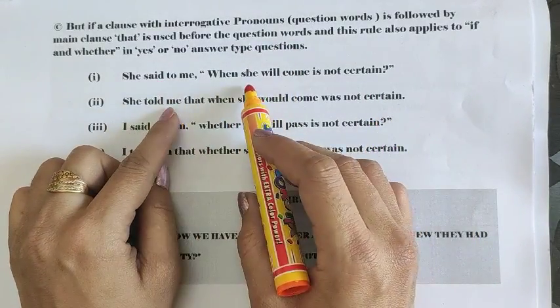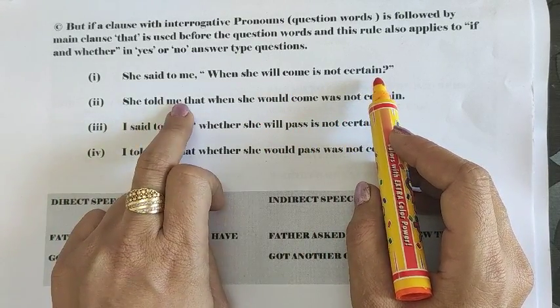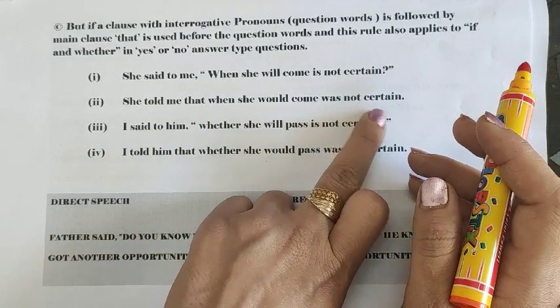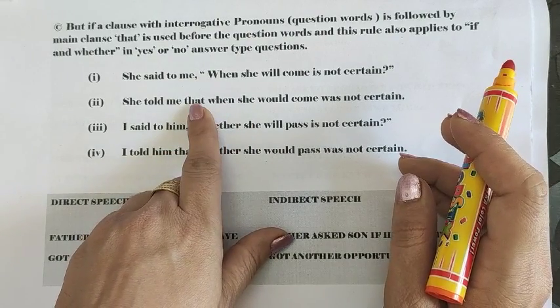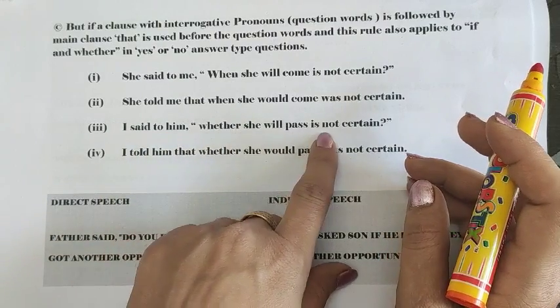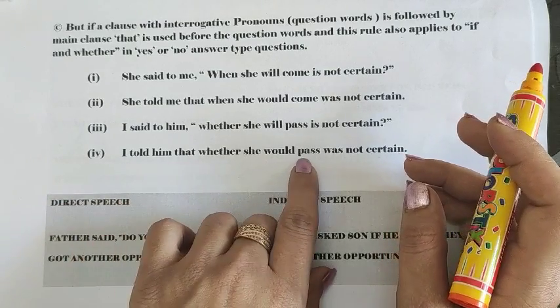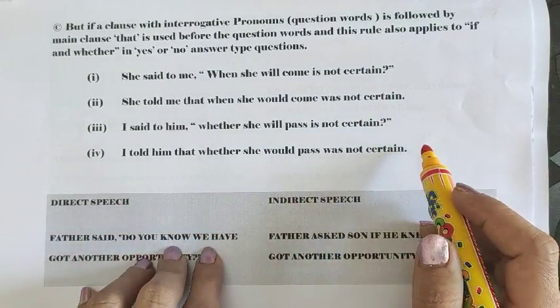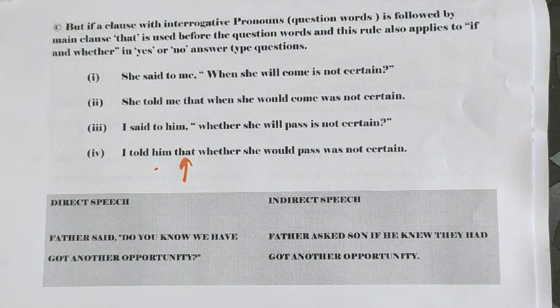She said to me, when she will come is not certain. She told me that when she would come was not certain. I am putting that before the question word here. Similarly, I said to him, whether she will pass is not certain. I told him that whether she would pass was not certain. Insertion of that is applicable to both the rules which we have covered in our earlier slide. Now practice this interrogative sentence as well.